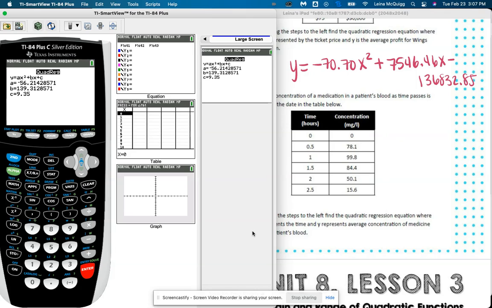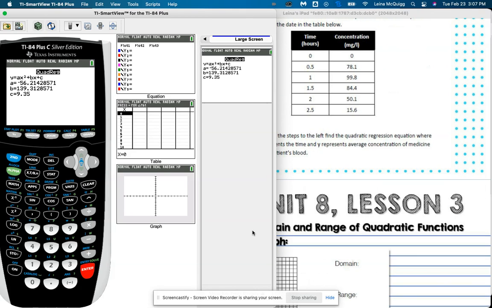And here we go. So we're going to have y equals, internet's lagging really bad right now, negative 56.21 x squared plus 139.31 x plus 9.35.